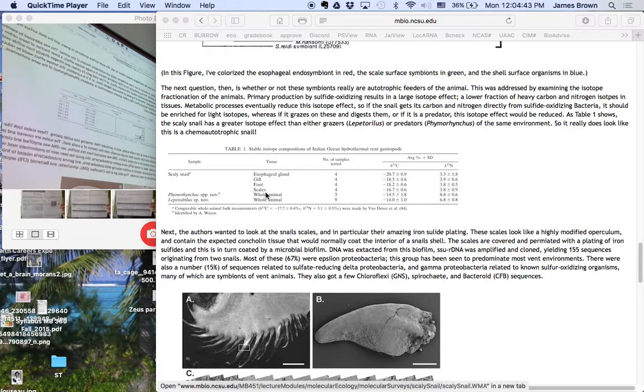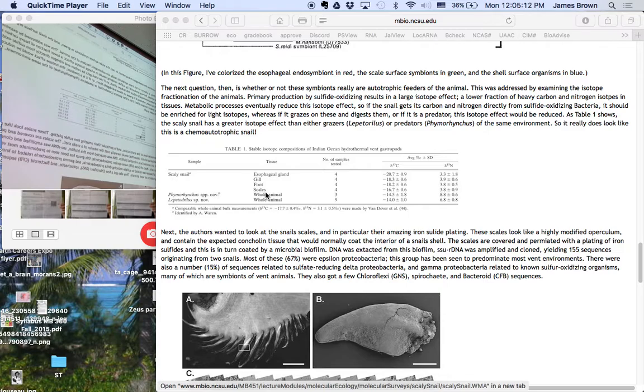If you look then at other creatures, this thing is a grazer, and this thing is a predator, and their depletion is much less. That is, they're already starting to process out that light carbon. And so the implication is that the esophageal gland probably really is where carbon fixation is taking place.